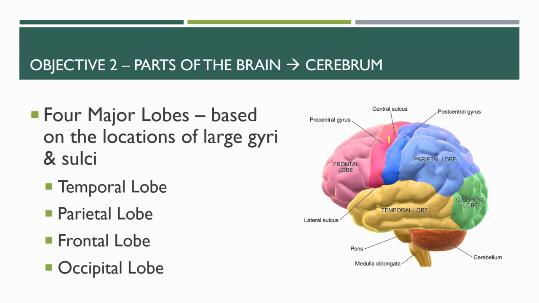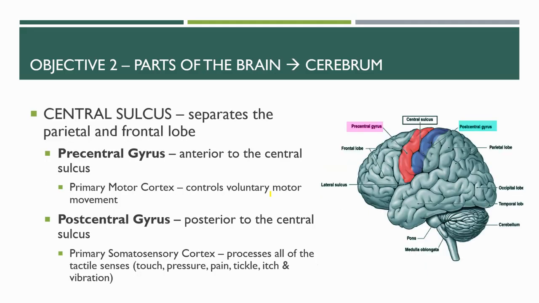Okay, they go right along with those terms that we've already discussed, as well as just our general anatomical terms. There is a very important sulcus, which is the groove or the valley that divides the frontal lobe here and the parietal lobe here. And there are two very important gyri. On either side of the central sulcus, there's a precentral gyrus, which is the one that comes before it. That's going to be part of the frontal lobe. And then we have the postcentral gyrus, which is going to be part of the parietal lobe.